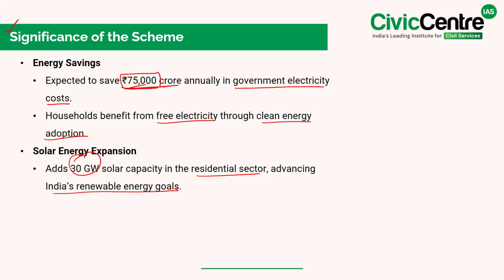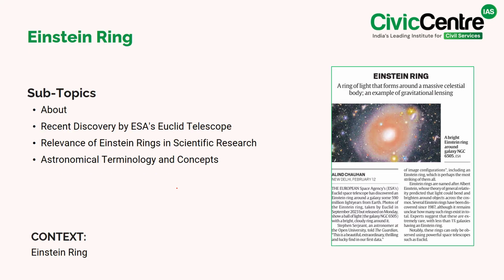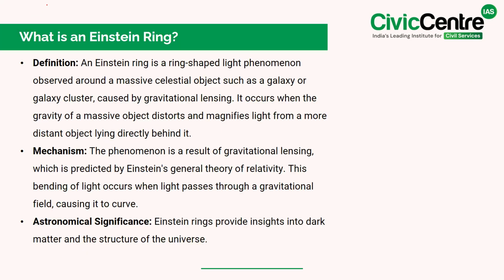Now, moving ahead to the last article, it says that the European Space Agency's Euclid Space Telescope has discovered a rare ring of light known as the Einstein Ring around a galaxy about 590 million light years away from the Earth. Something interesting, right? So in this context, let's talk about the Einstein Ring. Know that an Einstein ring is a fascinating astronomical phenomenon where light from a distant celestial object forms a perfect or near perfect ring around a massive foreground object.